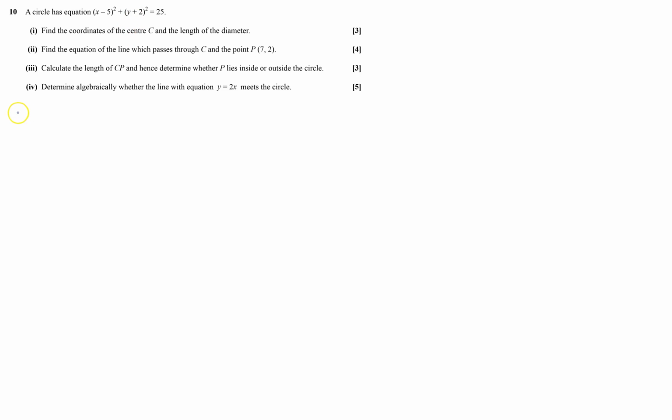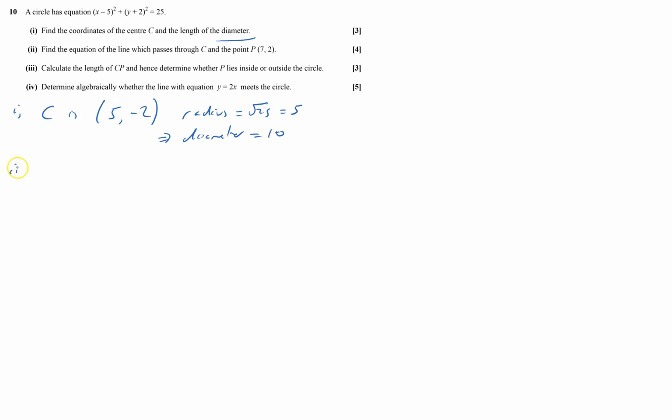Okay, it's a circle, and the center, obviously C, is (5, -2), and the radius: r squared is 25, so the radius equals the square root of 25, which equals 5. But it asks me for the length of the diameter, therefore the diameter equals 10.